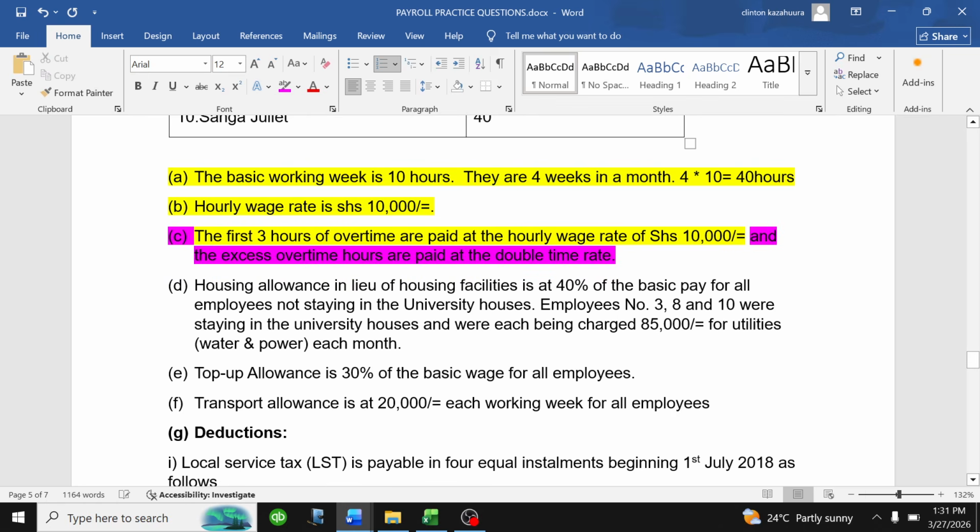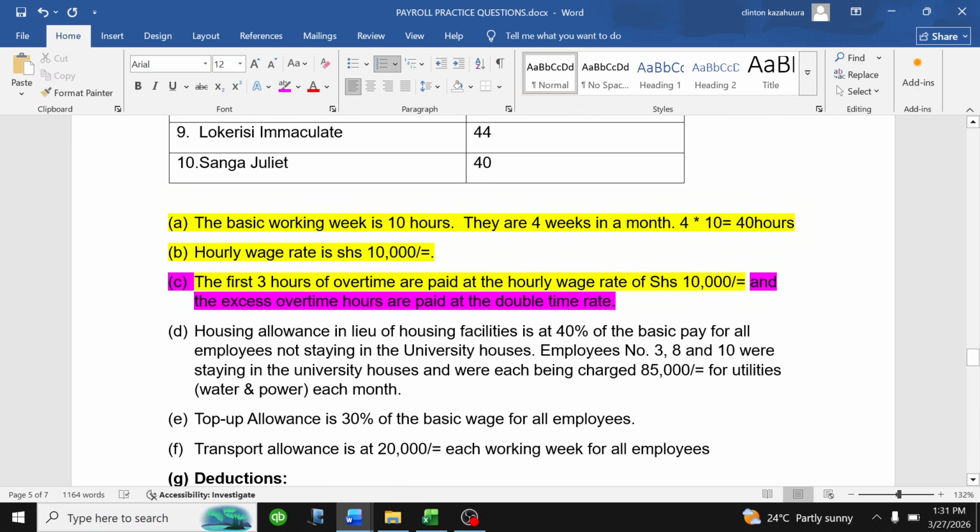It simply means that the threshold is 40 hours in a month, but if you exceed 40 hours in a month, the first 3 hours they will give you 10,000 for them. So someone who has worked for 40 hours cannot get it, because he has not worked overtime. The ones who will get it are those with 41, 42, 43, and 43 and above. I'm going to first deal with this which I have highlighted in yellow, so please stay with me and pay attention.